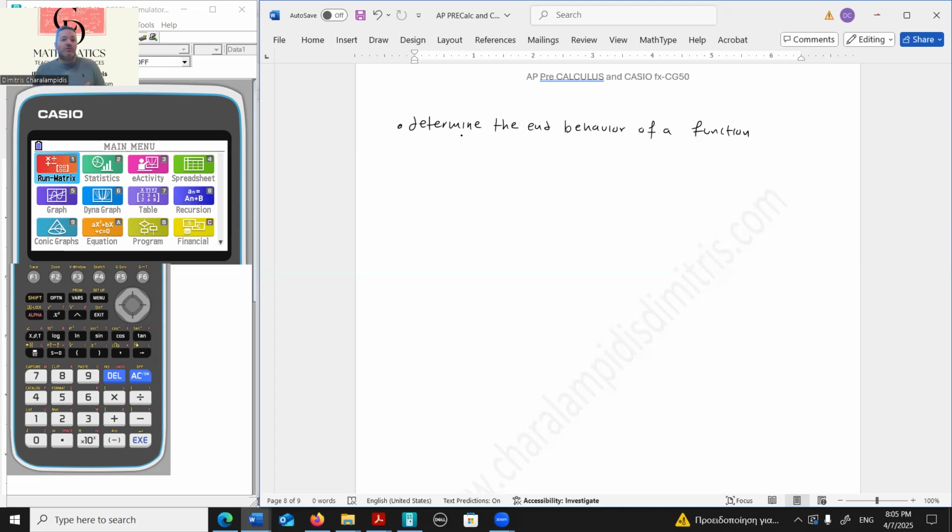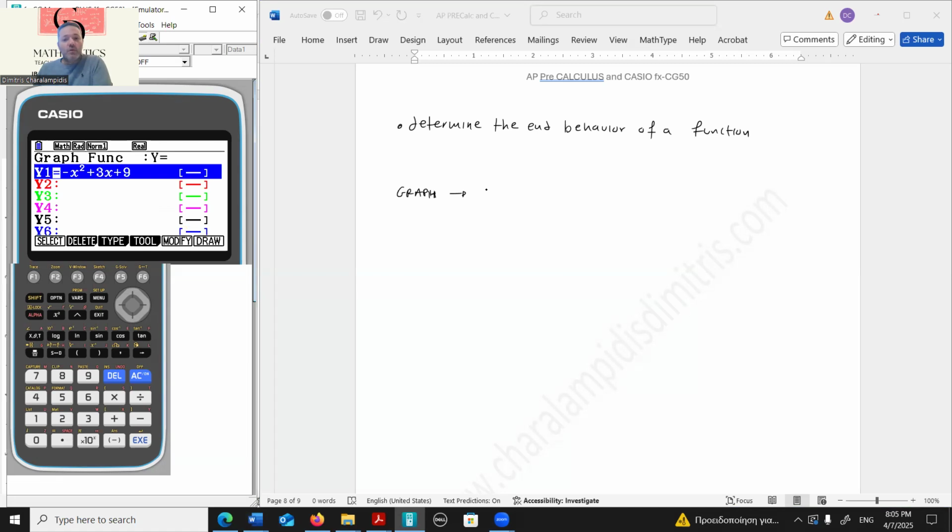Since we need to see what happens to the values of f, and since we are allowed to use our calculator, I don't see why not going directly to the graph. So to answer that, we should go to the graph, and once there, we will draw the graph of that. Here I have from before this graph minus x squared plus 3x plus 9.